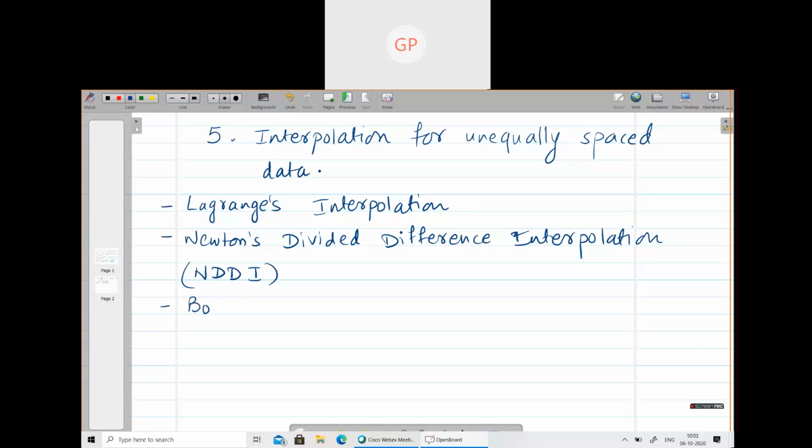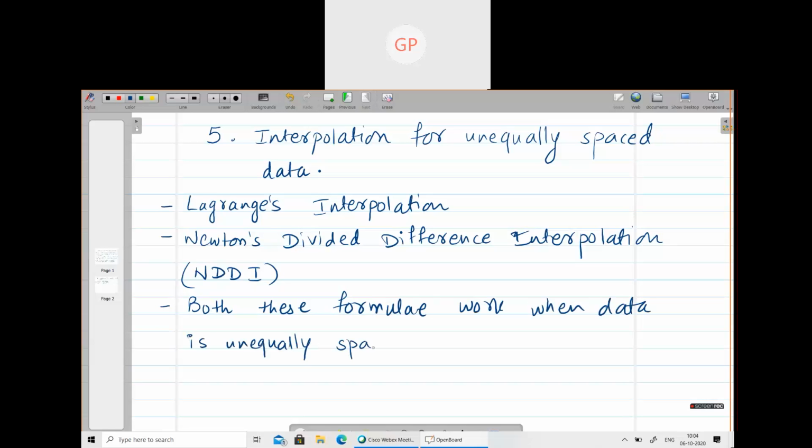So both these formulae work when data is unequally spaced as well as equally spaced, but usually we use them for unequally spaced data. If it is equally spaced, then we prefer to use Newton's forward or backward.